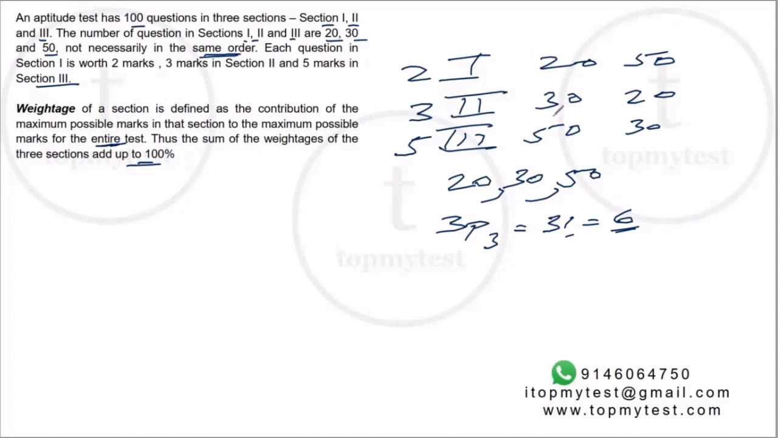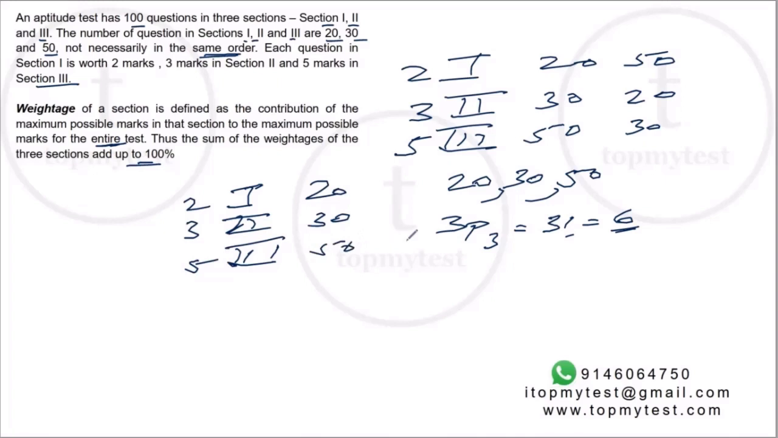So if I take something like this, sections 1, 2 and 3, with 2 marks, 3 marks, 5 marks. If I take 20 questions in section 1, 30 questions in section 2, 50 questions in section 3, then total marks in section 1 would be 2 into 20, that's 40 marks. Total marks here will be 90 and total marks here will be 250. So the total worth of the test will be 340 plus 40, 380.